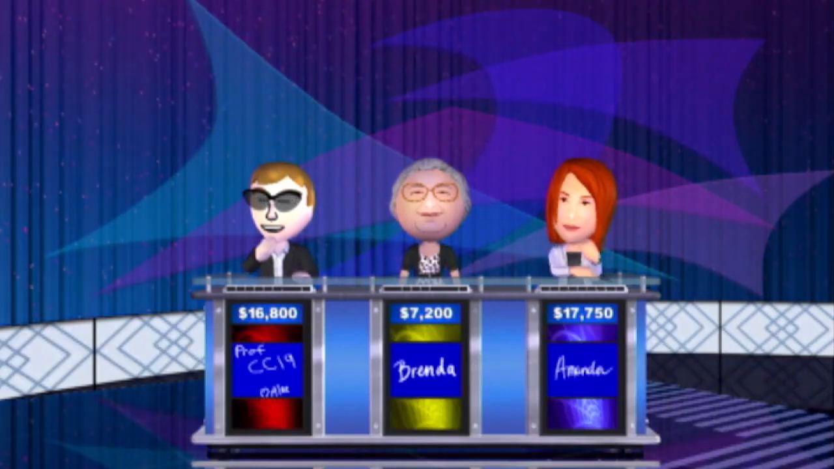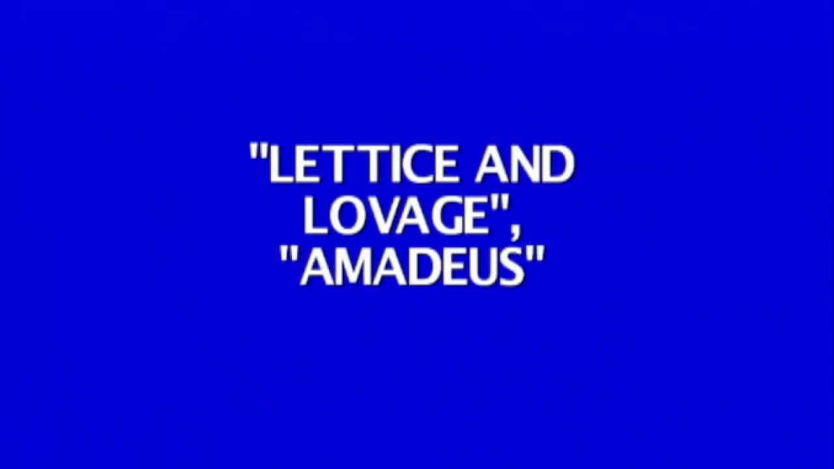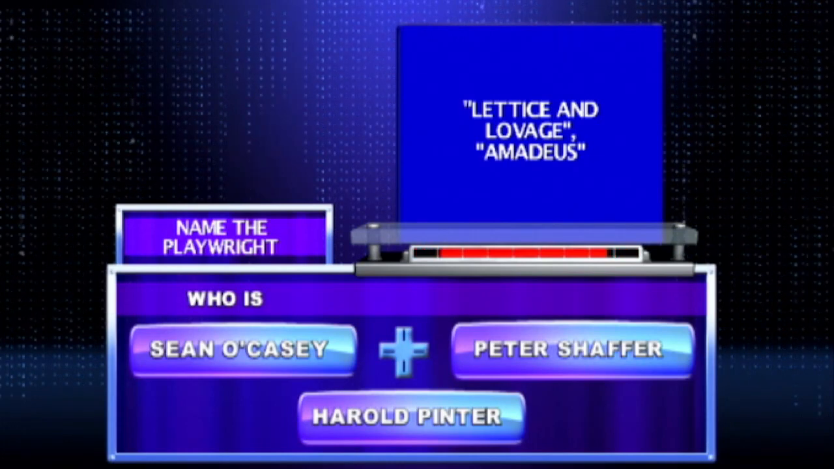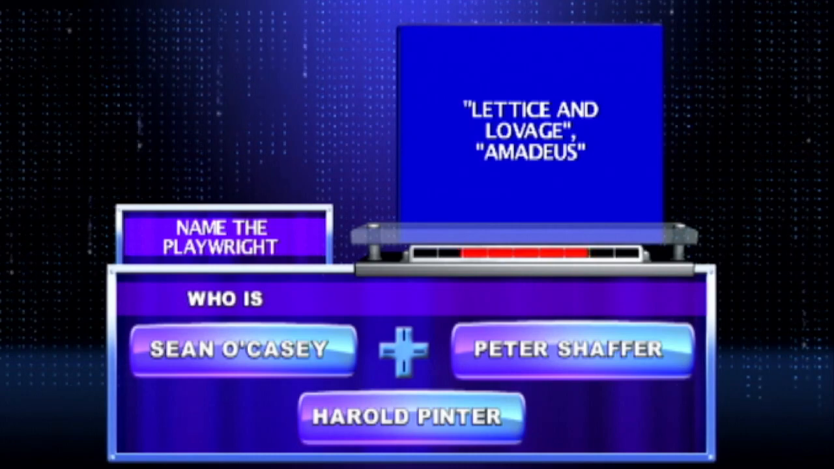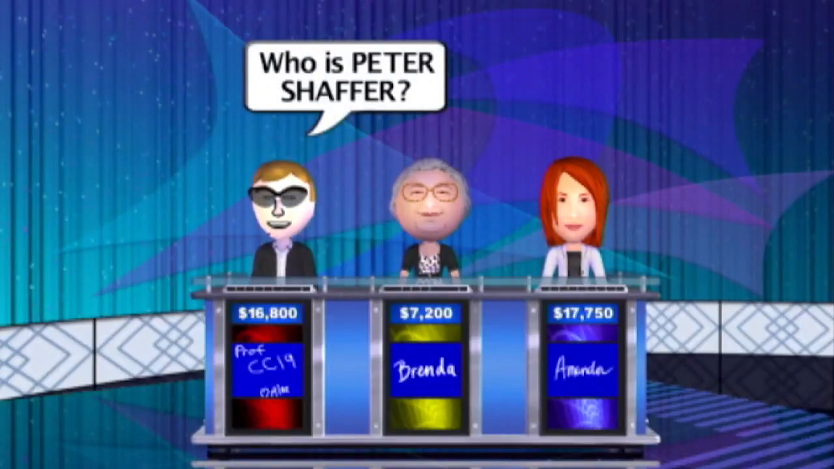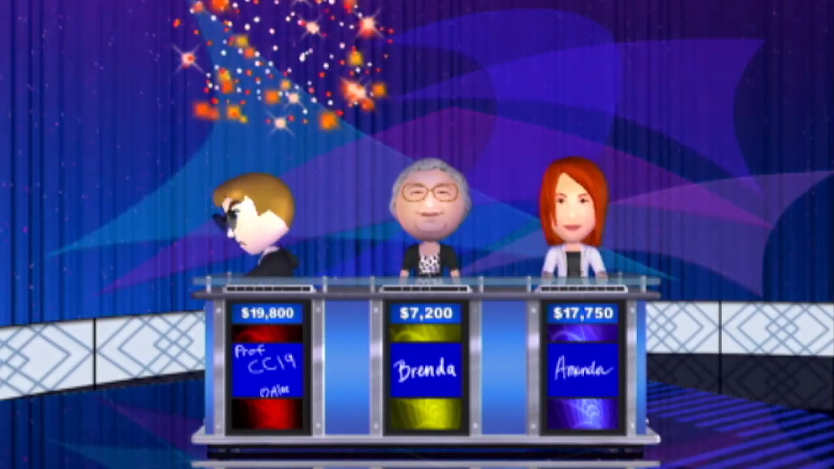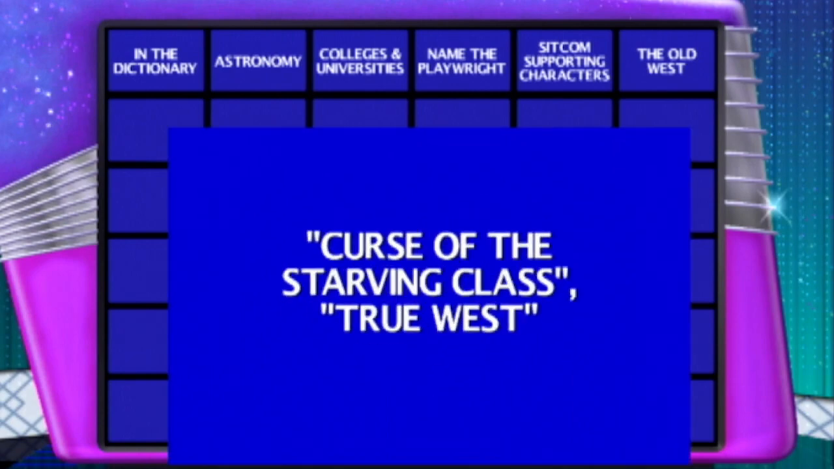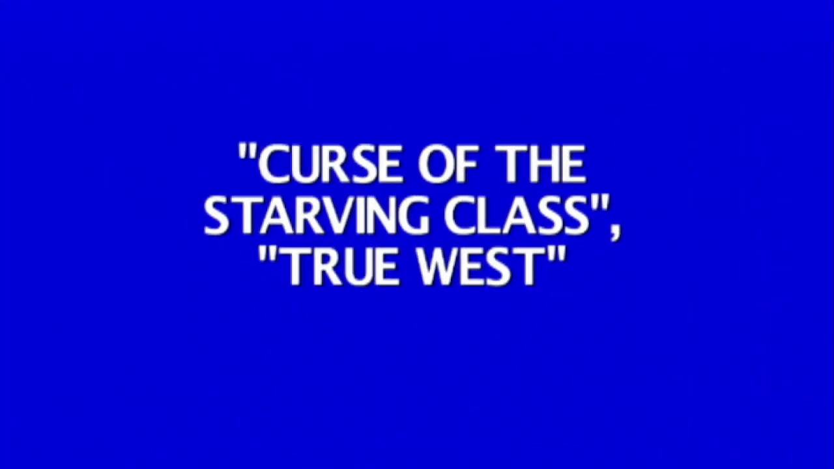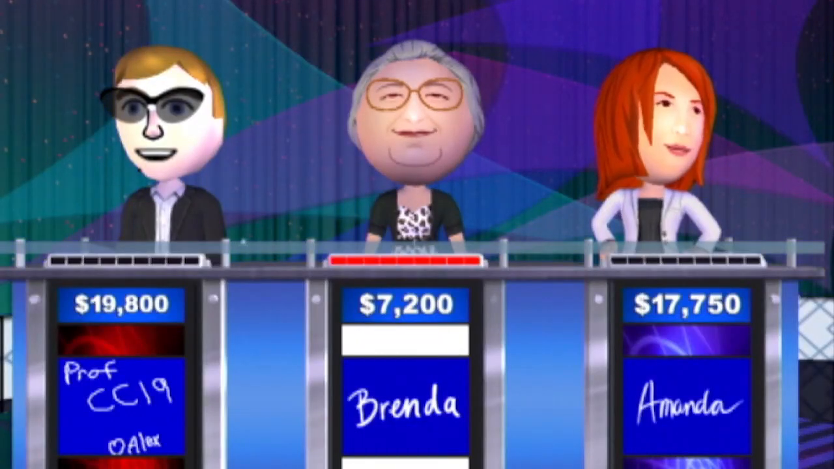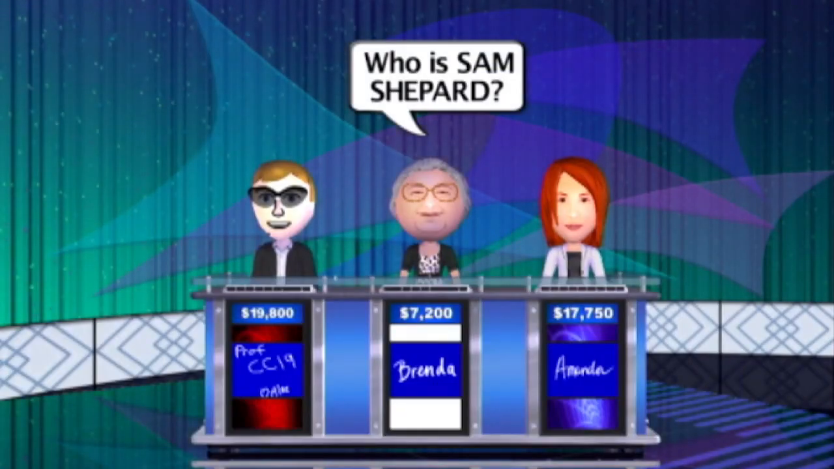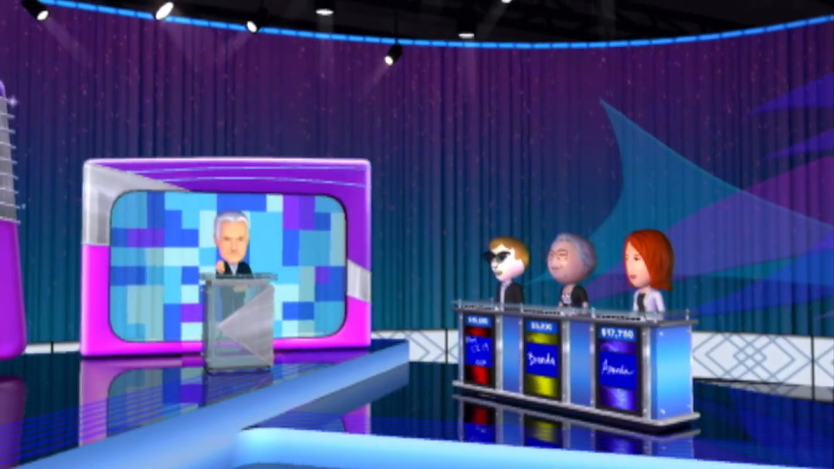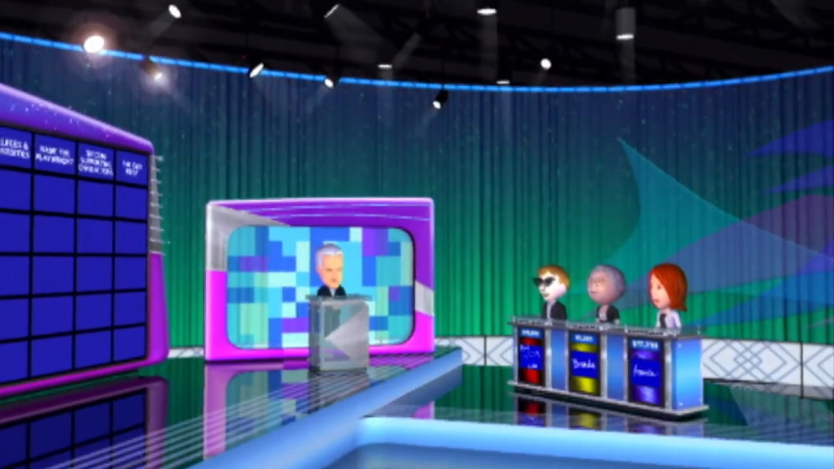And the Daily Double clue. Lettuce and Lovage. Amadeus. You've moved up to first place. And the last clue for $2,000. Curse of the Starving Class. True West. Player two. That's correct. Good game. All of you will continue on to play Final Jeopardy when we return.